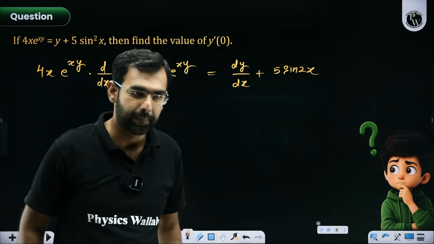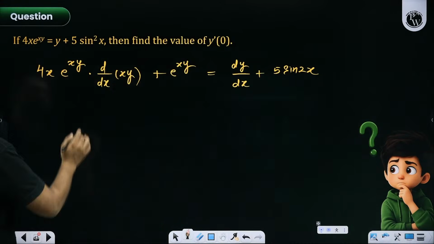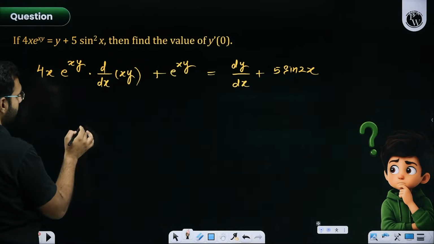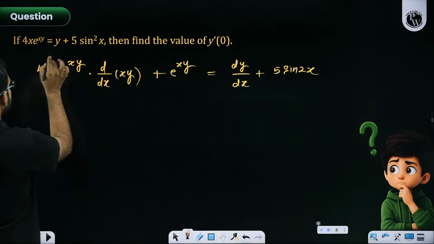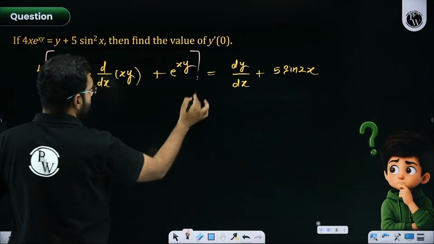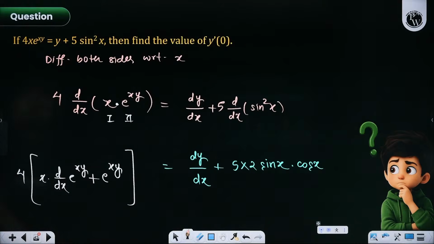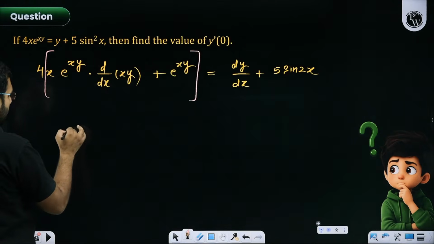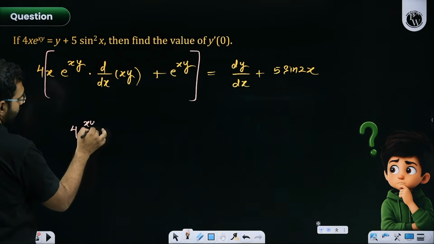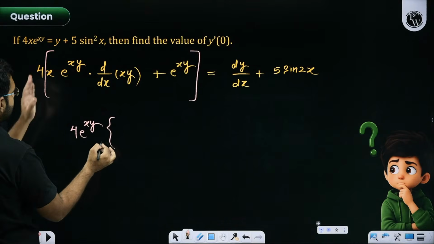I'll re-explain. Now, this part here, e to the power xy, is common. By the way, there was this 4 on both the sides, so I should keep it outside like this, right? Yes. So e to the power xy also I'll take common. So it is 4 into e to the power xy, and there inside it is x.